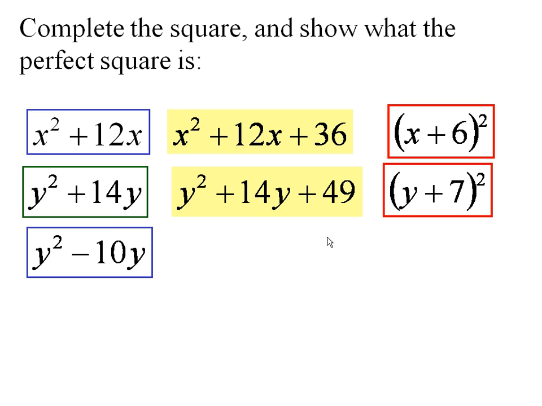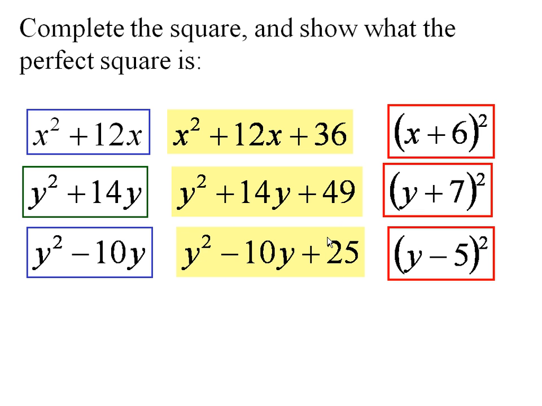Next one. This one's a little different because it's got the negative sign. Take that, cut it in half. You still get negative 5. Square it, positive 25. But in parentheses, half of negative 10 is negative 5. And one last one.